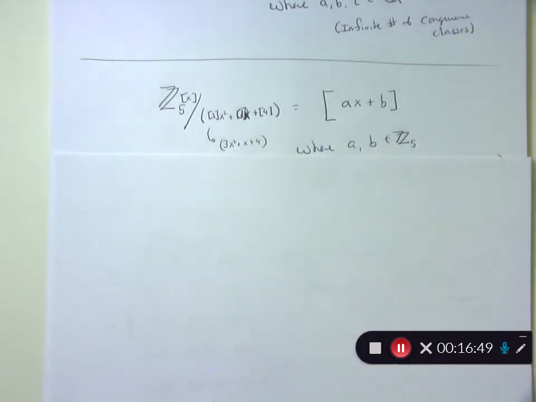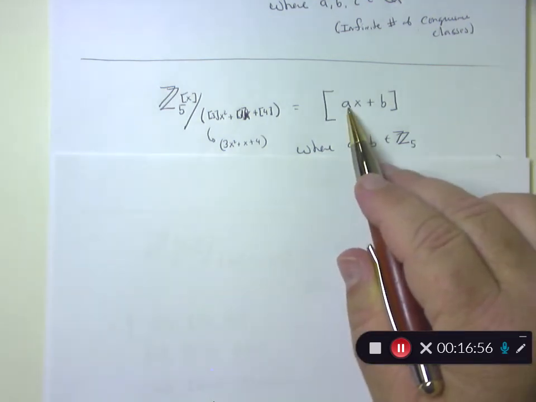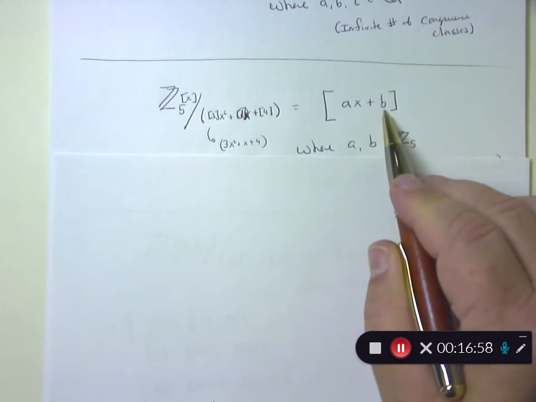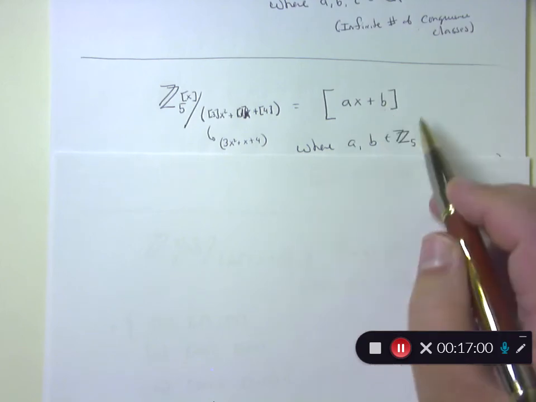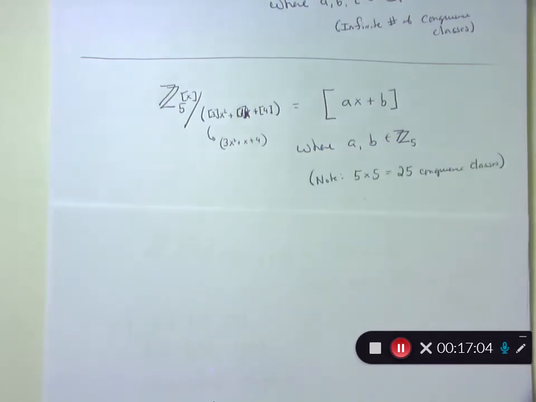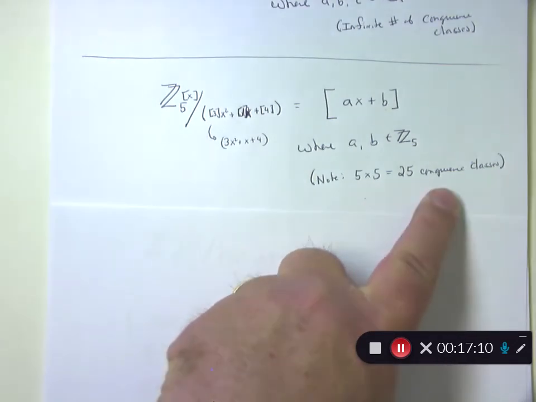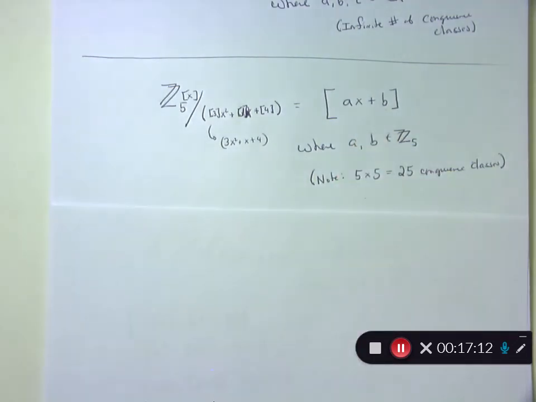So how many equivalence classes are there going to be? Well, I've got 5 choices for a: 0, 1, 2, 3, 4. I've got 5 choices for b: 0, 1, 2, 3, 4. That's what makes up Z5. And 5 times 5 is 25 congruence classes. So this is actually going to be a finite number of congruence classes. There will be 25 of these. Okay, keep going.